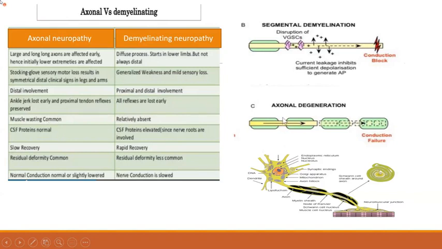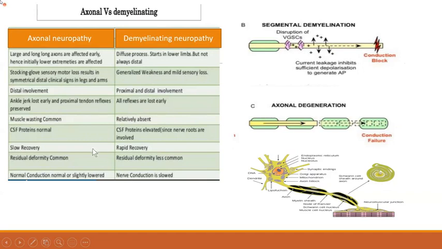Because the axons are trophic to the muscles, in axonal degeneration the connection between the muscle and the neurons is lost. So muscles waste early. While in demyelinating neuropathy, the connection between axon and muscle is preserved, so the trophic factors can travel from the nerve to the muscle. So muscle wasting is not common.